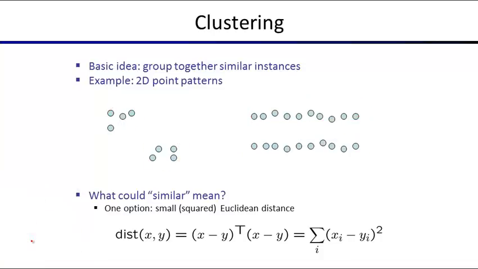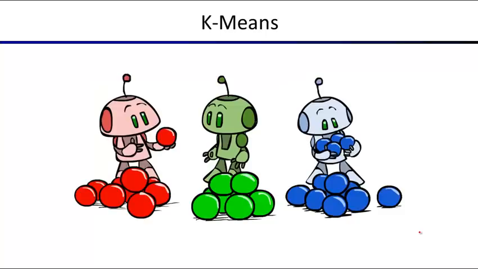So one way to measure distance is this way here, the original nearest neighbor type distance. And so whatever is close, you want to be in the same cluster. So this is used by something called k-means. K-means is probably the simplest clustering algorithm out there, and it's actually used surprisingly often despite its simplicity.